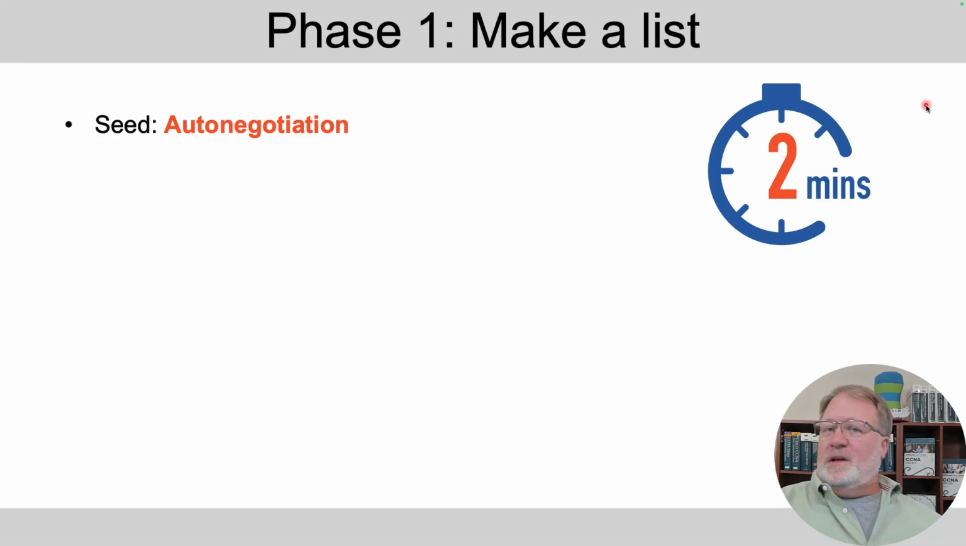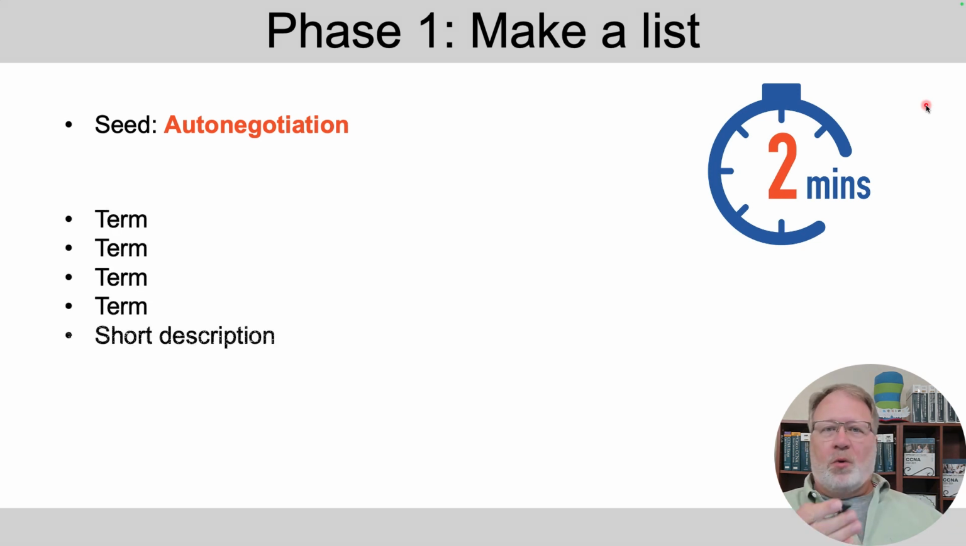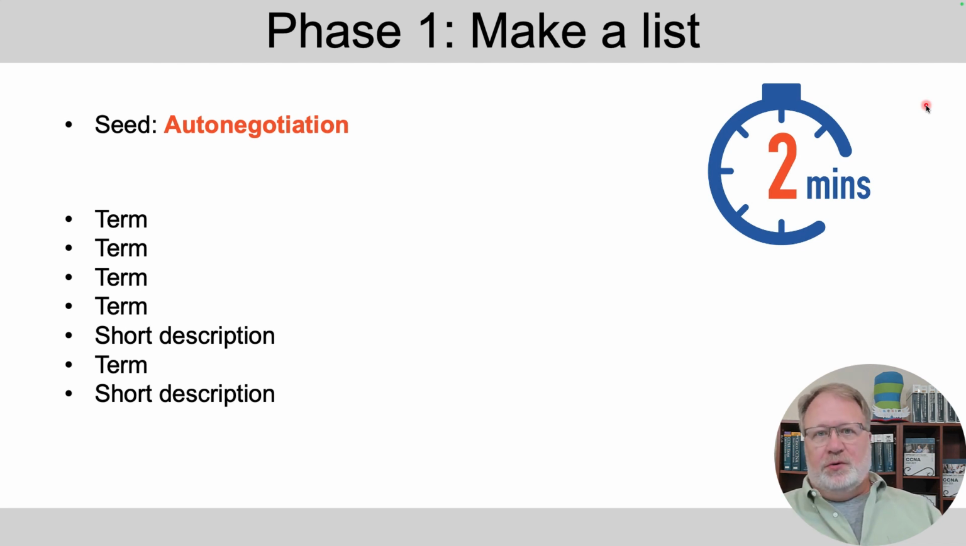So with all of these, you start with a seed term. In this case, it's auto negotiation. So your job is to just make a list. There's no order to the list. You just write whatever comes to mind. If you think of an idea and you can't think of the related term, just jot a few notes about the idea. I'll give you a few seconds to go ahead and hit pause and do phase one of this mind map.